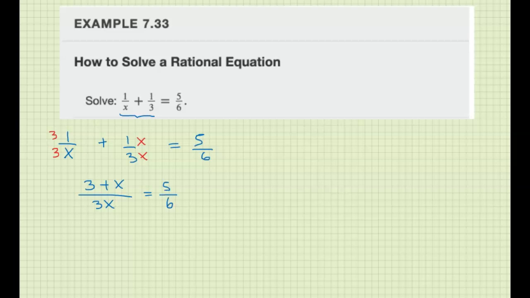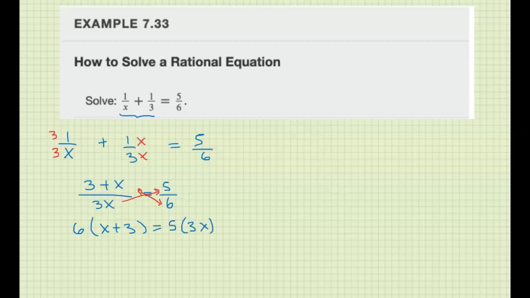All right? Now you want to get rid of the fractions. So basically you want to multiply this by 6 and this by 3x. So you cross multiply. The 6 goes there, and the 3x goes there. So we have 6 times x plus 3 equals 5 times 3x.